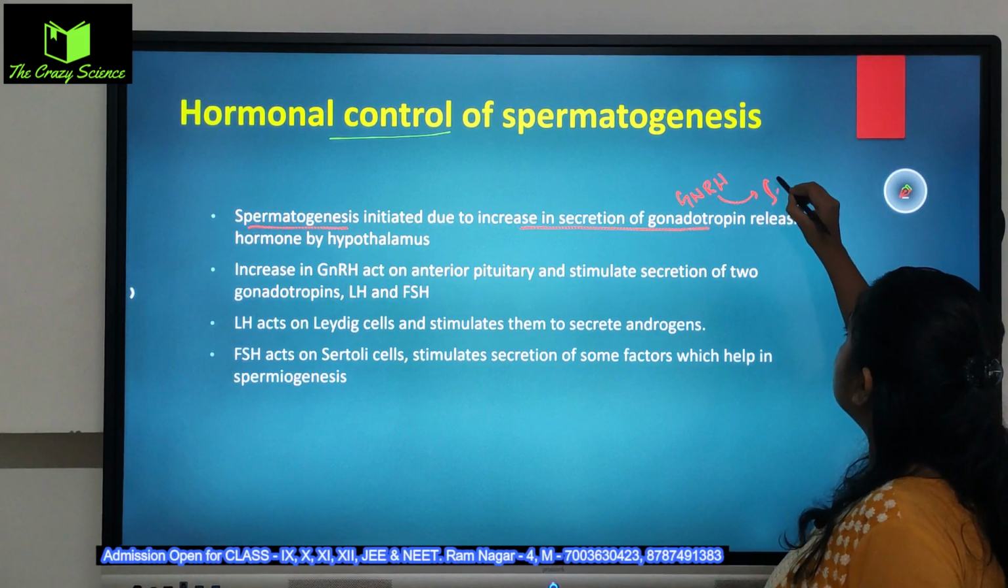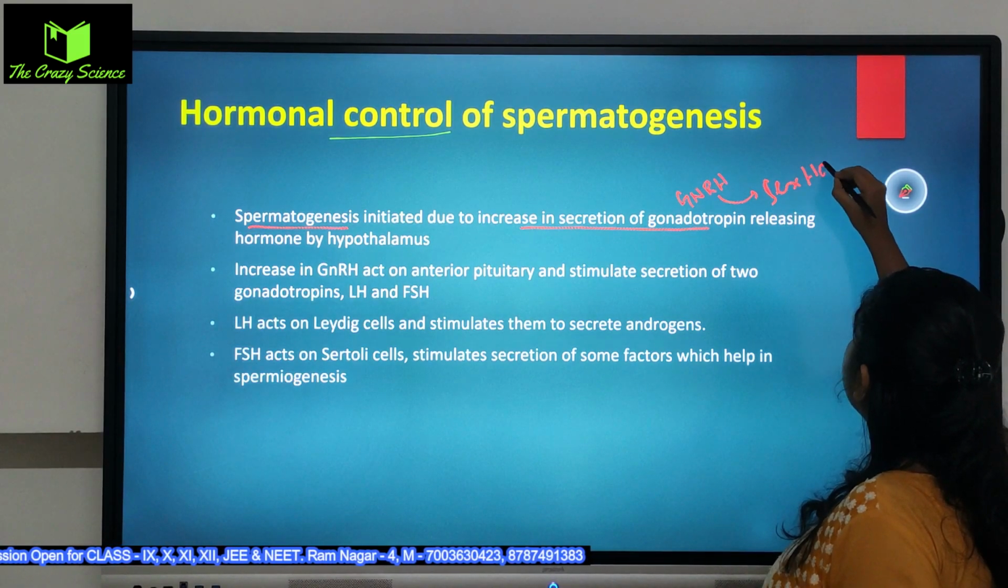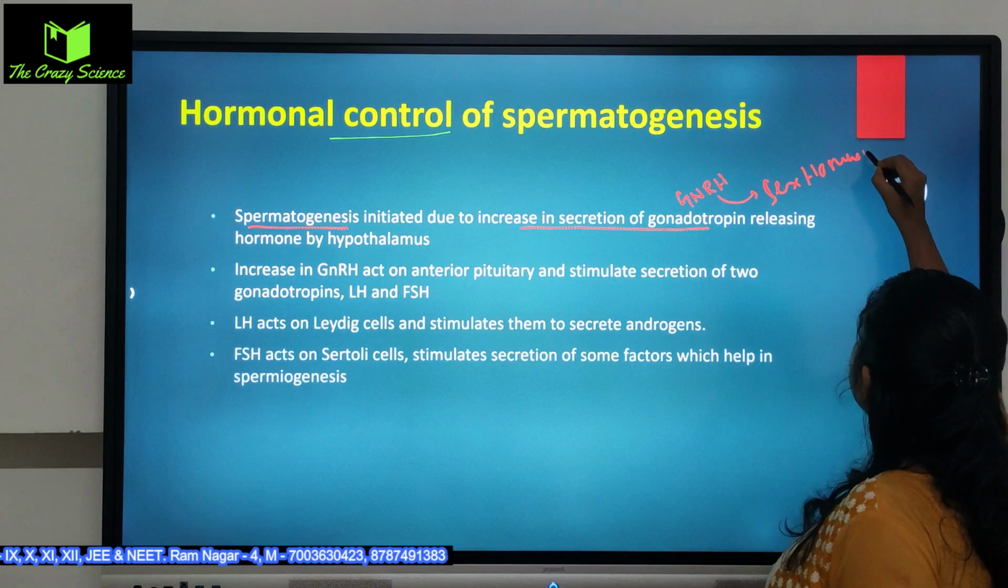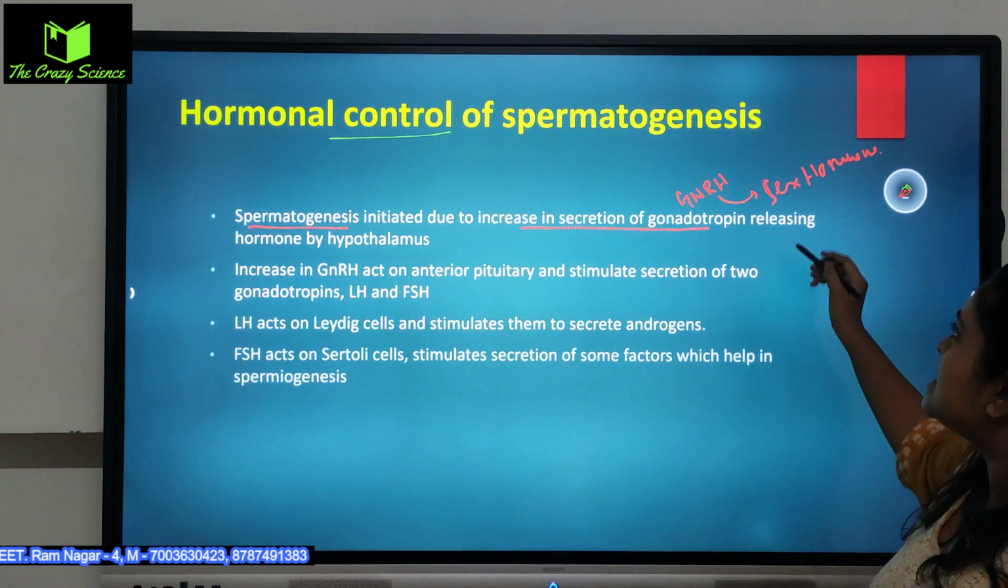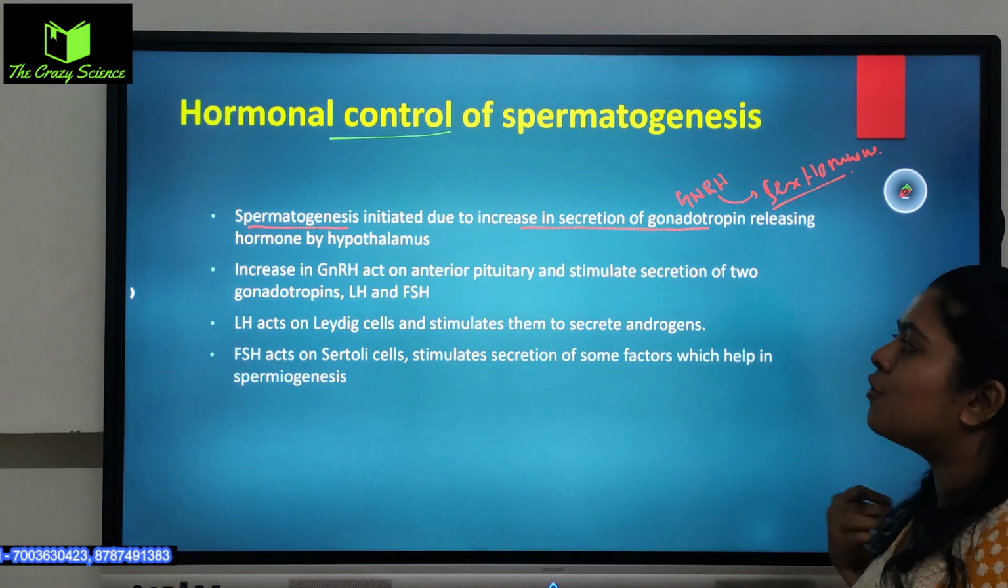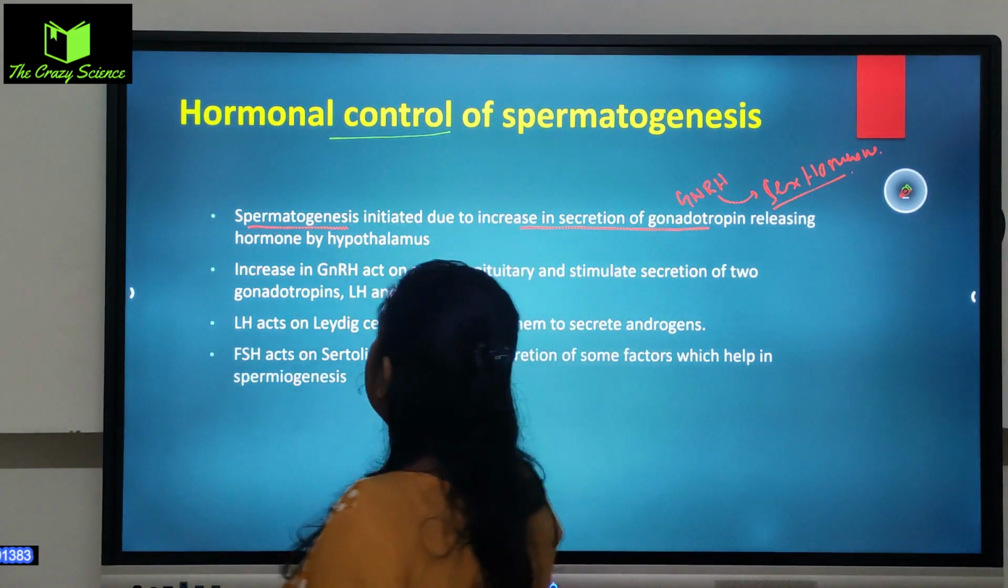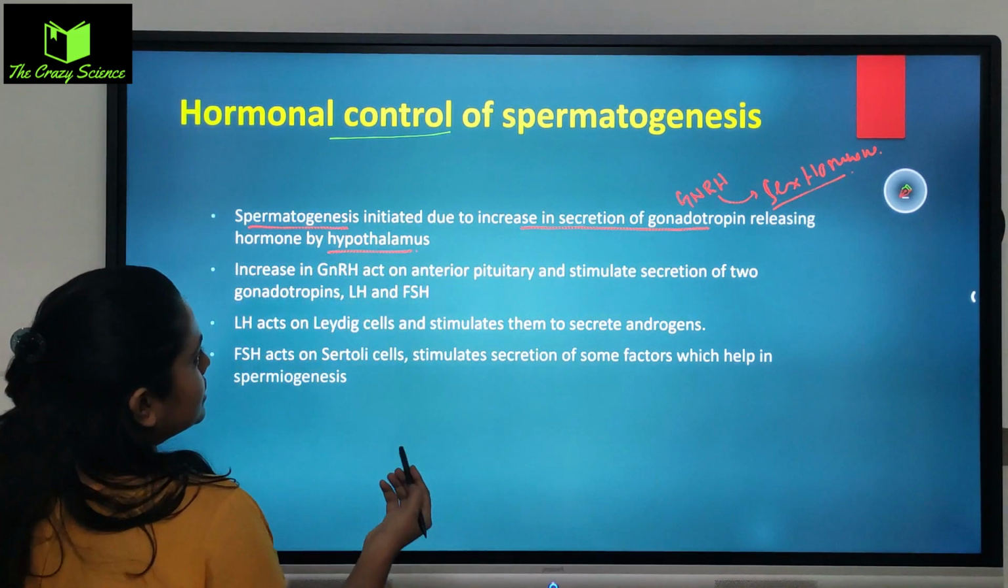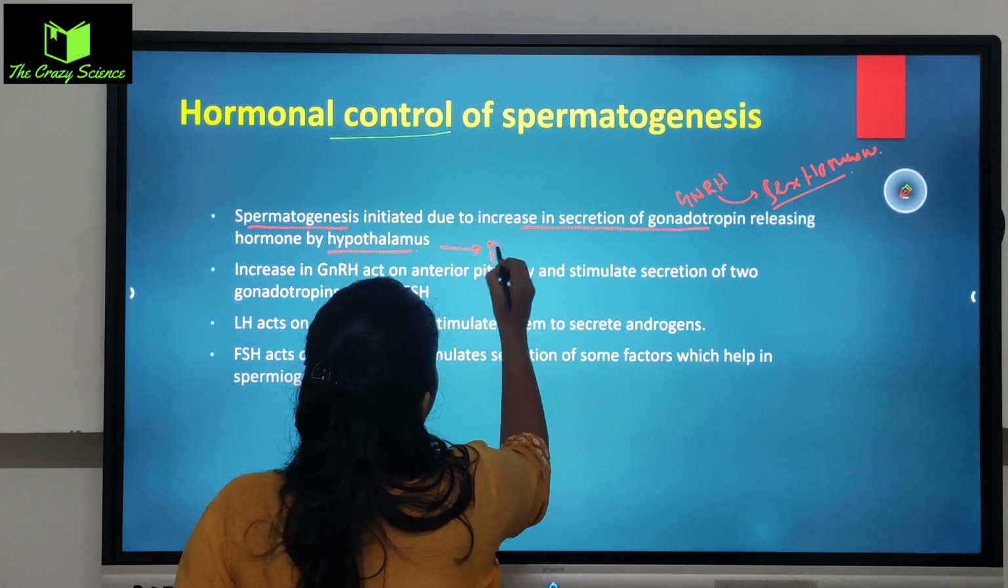secrete the sex hormone. So basically they release the sex hormone, right, in the male or female body respectively, by the hypothalamus. Below the hypothalamus, the structure that is present is called the pituitary gland.